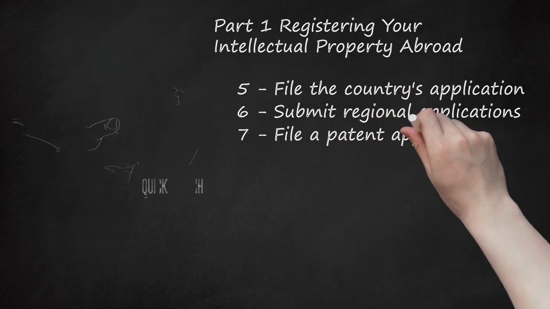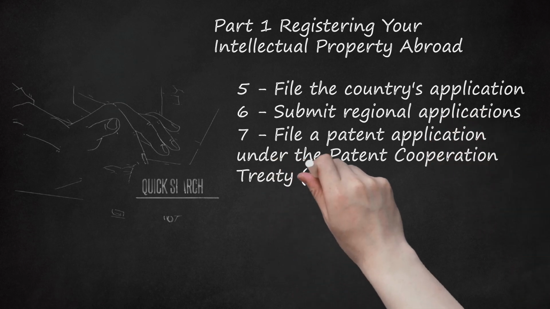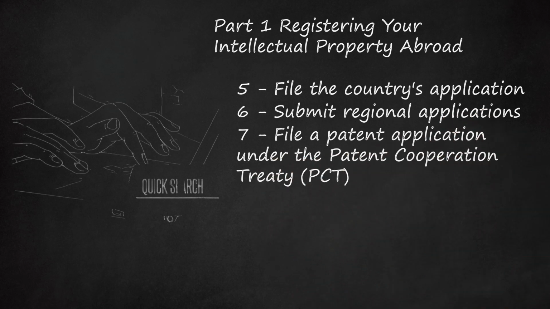7. File a patent application under the Patent Cooperation Treaty, PCT. If you are seeking patent protection internationally in many countries around the world, you will most likely have to file an application under the PCT. By filing one PCT application, you can simultaneously seek protection in 148 countries. The PCT procedure consists of an international and national phase.